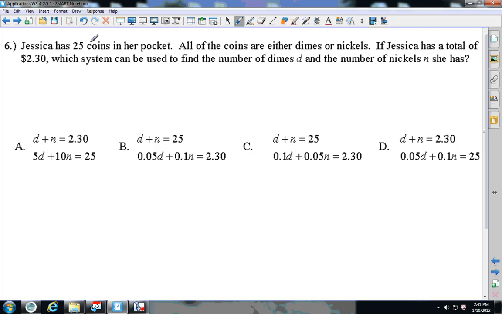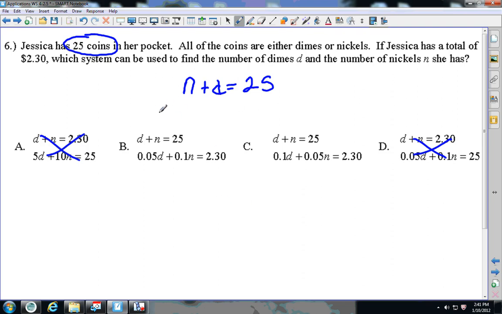Okay, first off, it says that she has 25 coins in her pocket. So my nickels plus my dimes is going to equal 25. Nickels plus dimes equals $2.30. Nope. Nickels and dimes is 25. That's good. That's good. D is not. It says it equals 230. Okay, so that's got to go away.